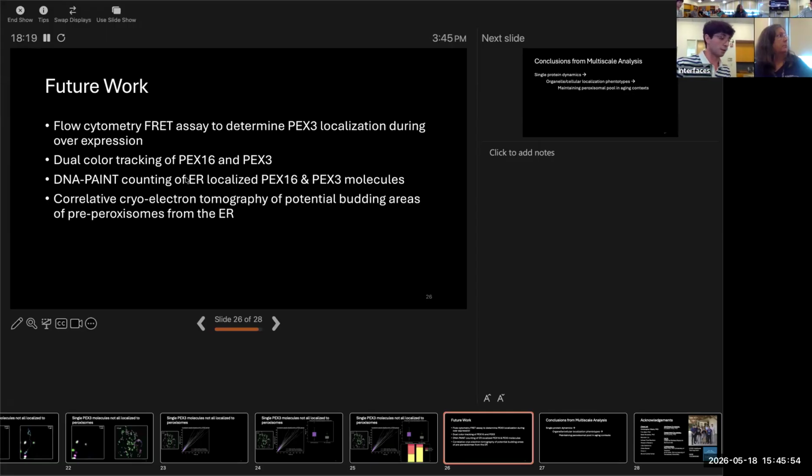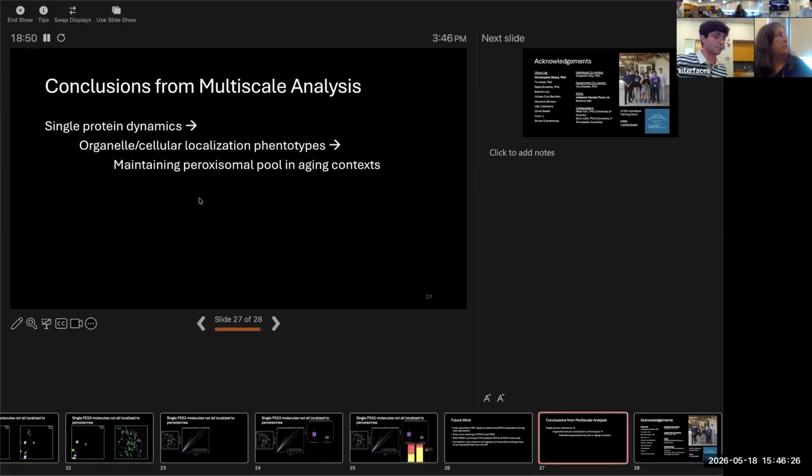And then eventually after that, I'll be doing some DNA-PAINT, which is basically a super resolution microscopy method that allows you to count molecules in fixed cells. Once I get an understanding of how many proteins are actually ER localized through that with my endogenous cell lines, I can finally do the correlative cryotomography to see if I can actually see a budding event for the first time. I wanted to highlight the multi-scale analysis that we have with this project. From these single protein dynamics, tracking their motion with live cell imaging, we can find organelle and cellular localization phenotypes, and then eventually from there we can learn more about how peroxisomes maintain their pools in different aging contexts, eventually for the biomedical side.